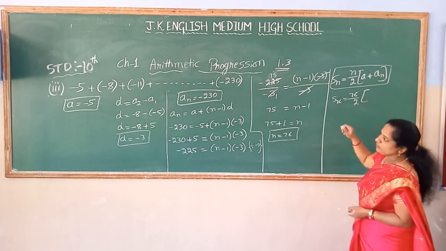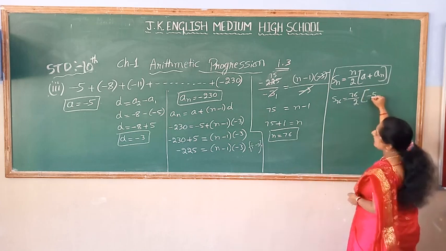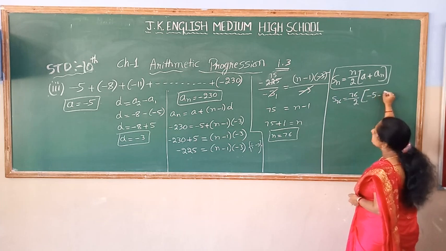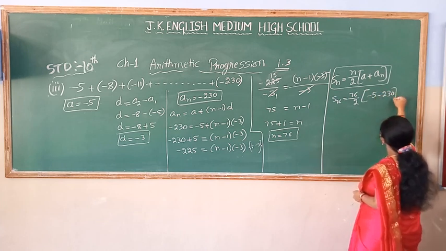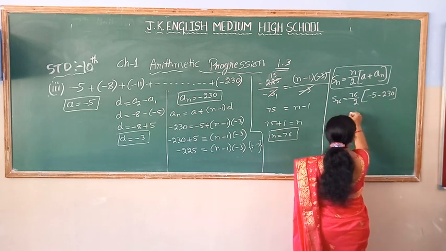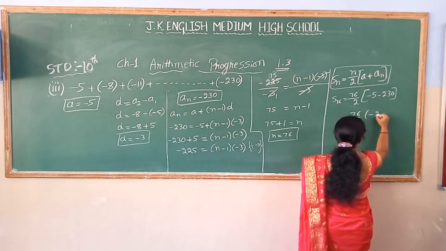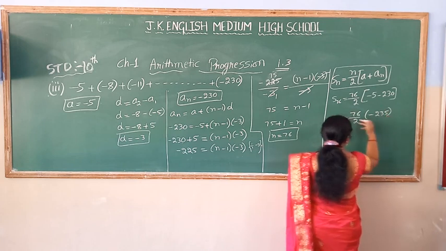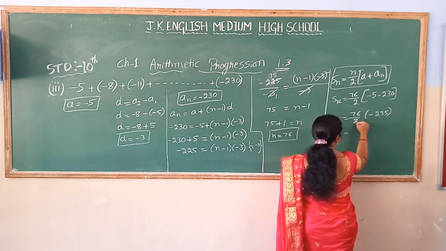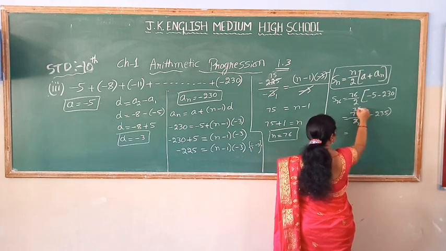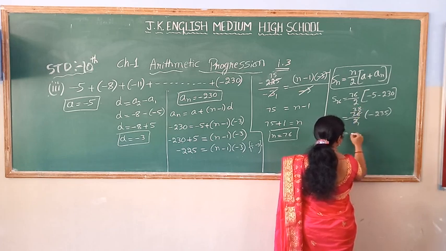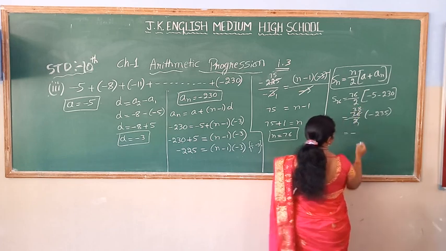A value minus 5. Last term value is minus 230. So then you simplify, you are going to get minus 235. Then simplify now. 2 ones are 2, 2 threes are 6, 2 eights are. Then multiply. Minus into plus is minus.